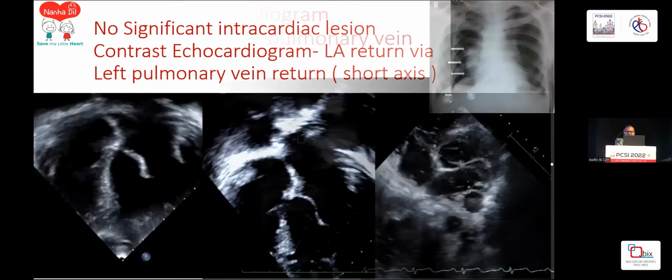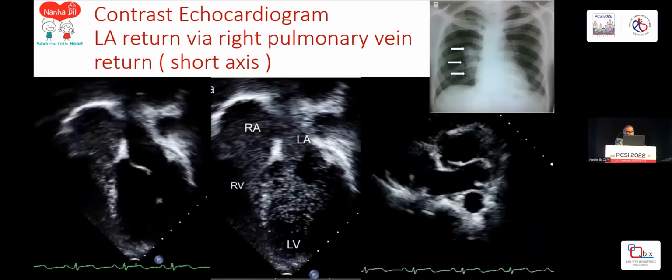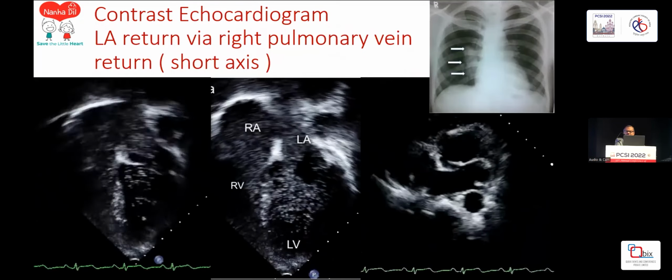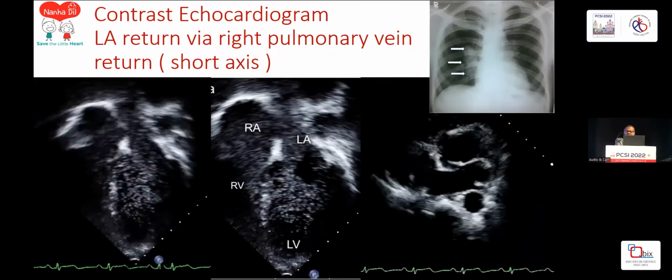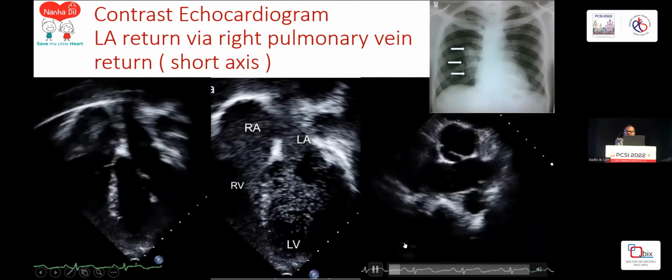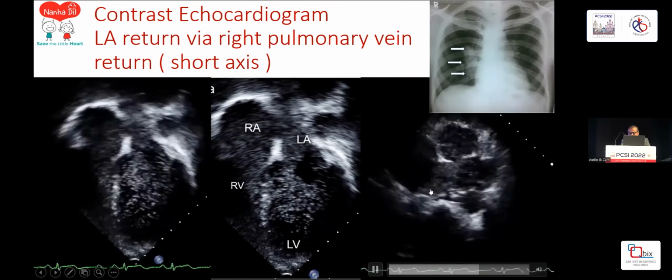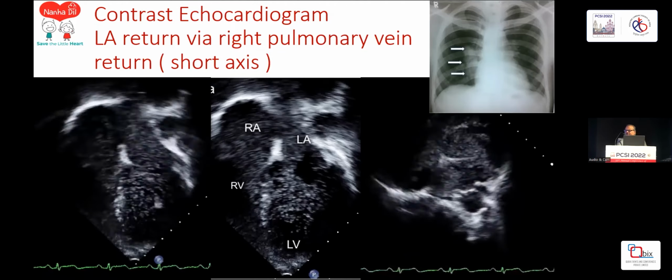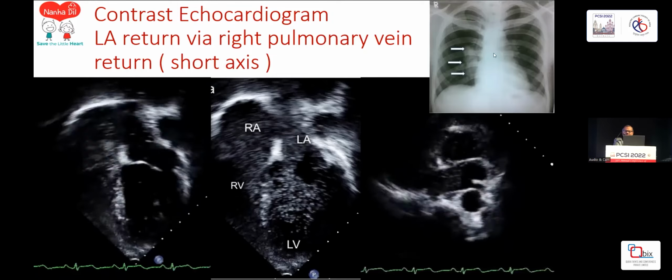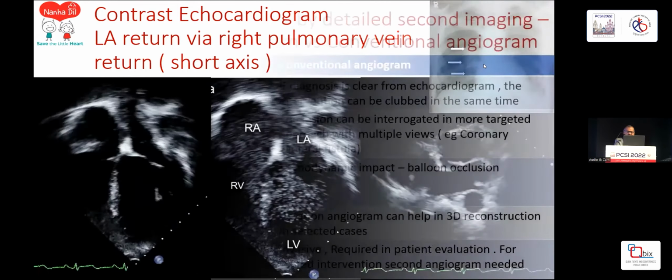Similarly, another example where the contrast was coming from the right pulmonary vein, and it was a right pulmonary artery to LA fistula. It is the same patient where there was an abnormal intrathoracic shadow on the right side.